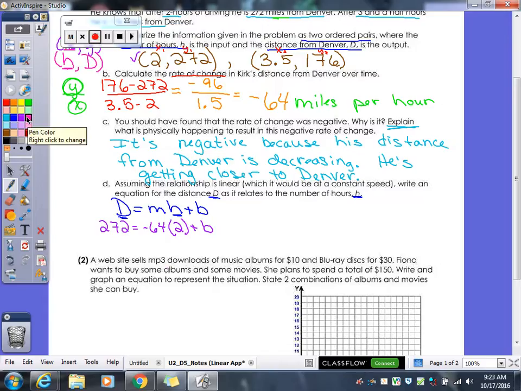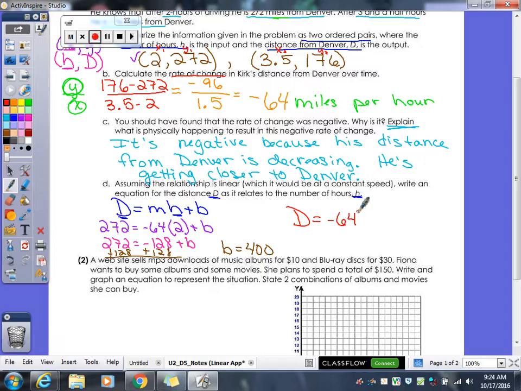So negative 64 times 2, what do we get? Negative 128 plus b. So what do we do with our negative 128? Add it, perfect. What do we get when we add it? 400. So now we have our b value. We can write our equation. So it's going to be d equals negative 64h plus 400.